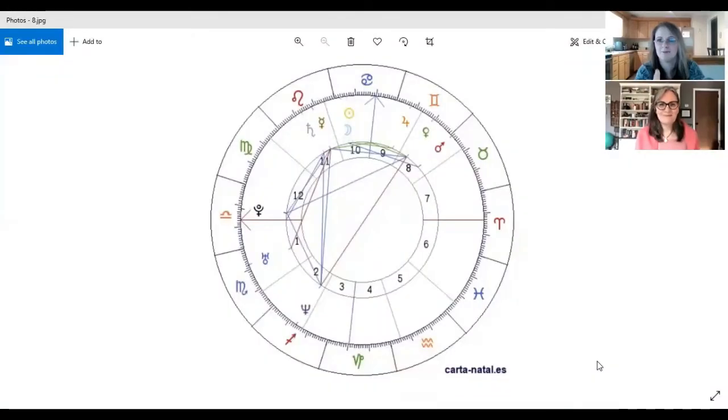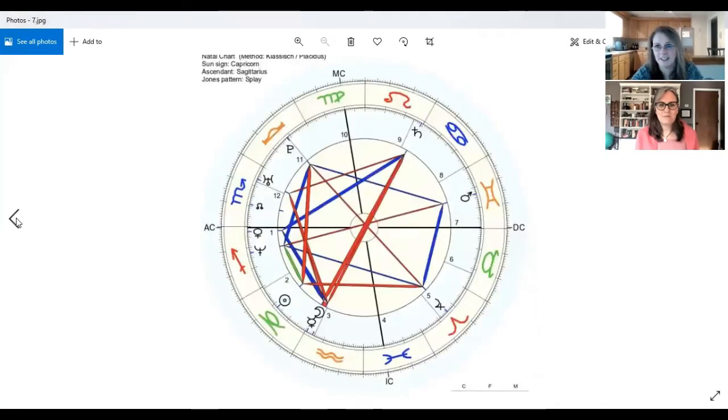All right. So let me share some images. Share screen. Here I have it. Okay. This is how a natal chart looks.